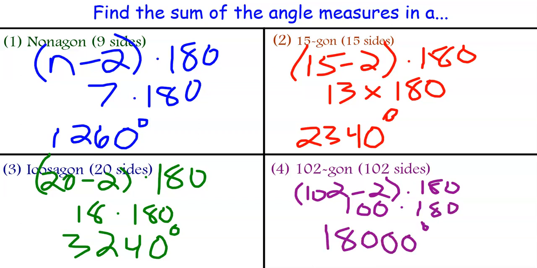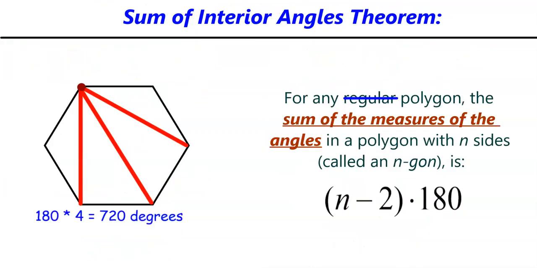So as a quick wrap-up, polygons are closed. They are made of line segments, and they do not have any intersections of segments that aren't at vertices. We name polygons according to their number of sides, many with names unto themselves, but when in doubt, if we have a 37-sided polygon, we just call it a 37-gon. And the total sum of the angle measures in any polygon, regular or not, is just n minus 2 times 180, where n is the number of sides.